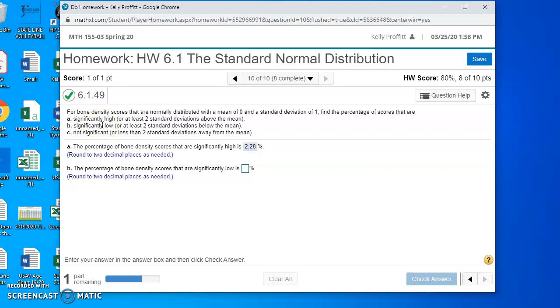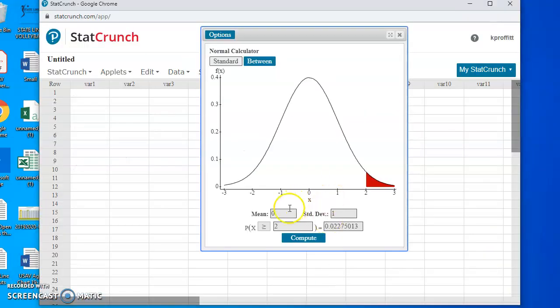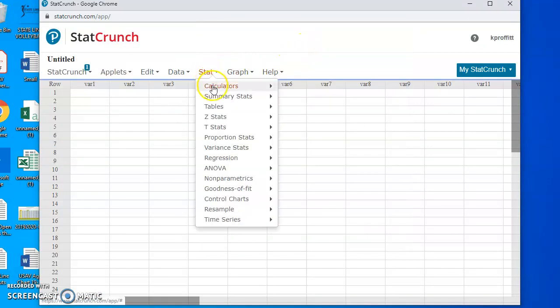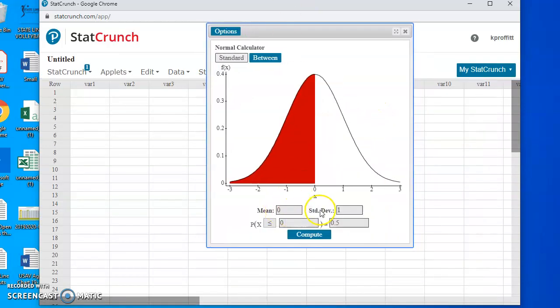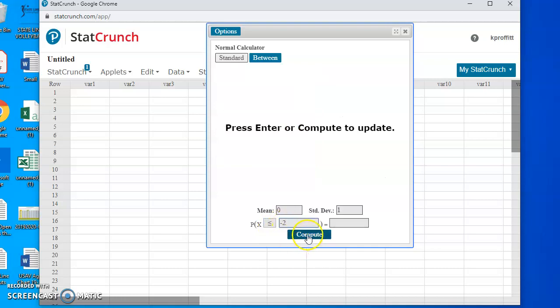Okay, so for part B, they're asking you for the percentage of scores that are significantly low. So in other words, what's the percentage of scores that would have a z-score that is -2 or less? In other words, you're 2 or more standard deviations below the mean. Okay, so that means that your z-score is, we'll go back to our calculator here. In case you don't remember how I got here, you go to Stat, Calculators, Normal. Okay, and we've got a mean of 0, standard deviation of 1. This time we're looking to see the probability that our z-score is less than or equal to -2, and we click compute.